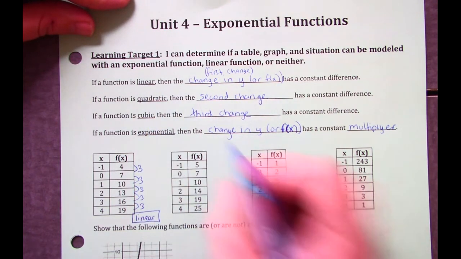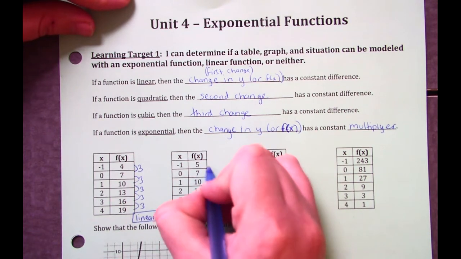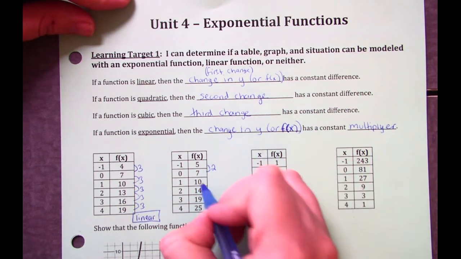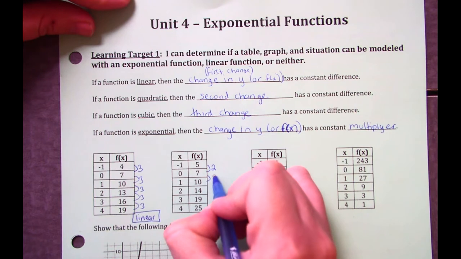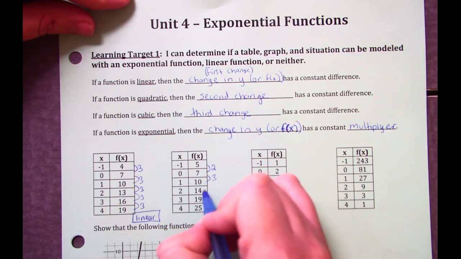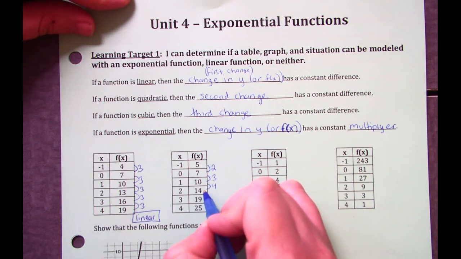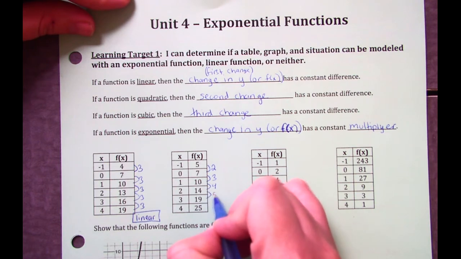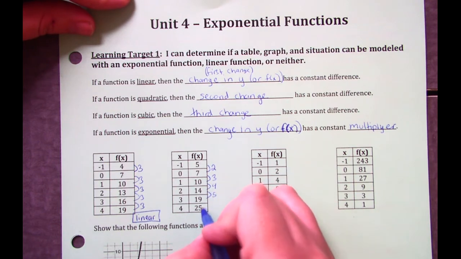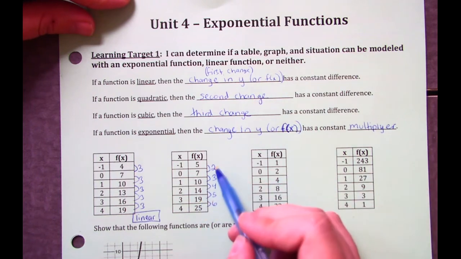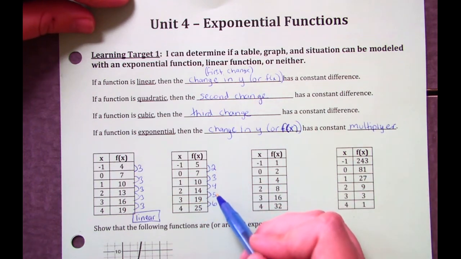Now let's look over here. 7 minus 5 is 2. 10 minus 7 is 3. 14 minus 10 is 4. 19 minus 14 is 5. And 25 minus 19 is 6. So I know my function's not linear because my first set of differences is not constant.